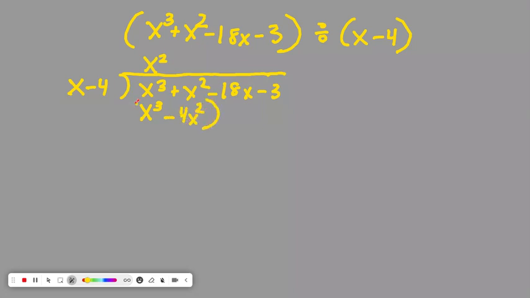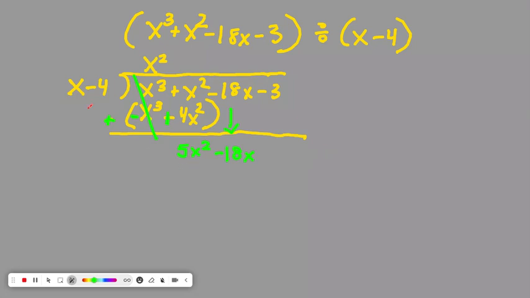So we had our first step, and we're minusing it. And again, don't forget we have to change the signs. So that becomes a plus, a minus, and a plus. So this cancels out. We have an x squared plus a 4x squared, so we're going to have 5x squared, and bring down the negative 18x.